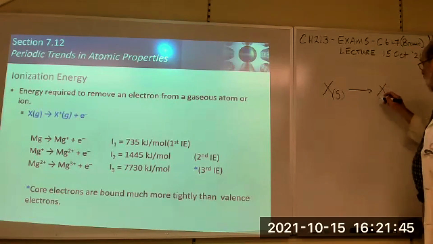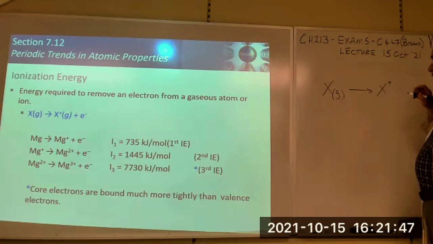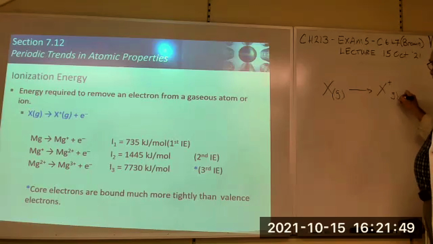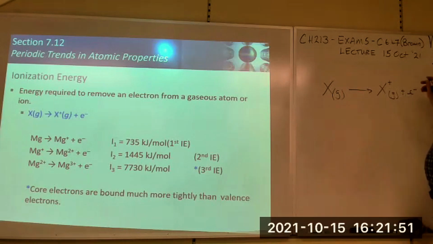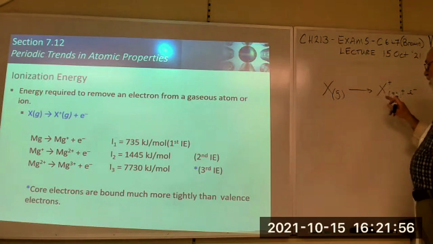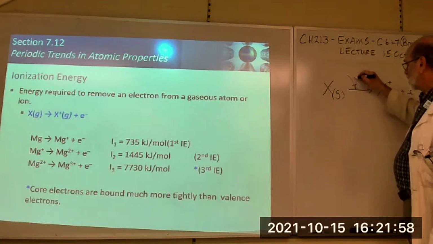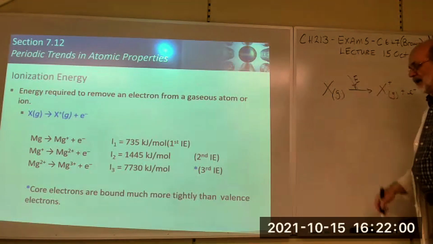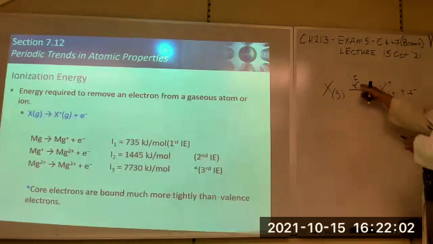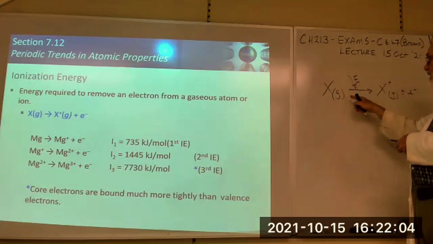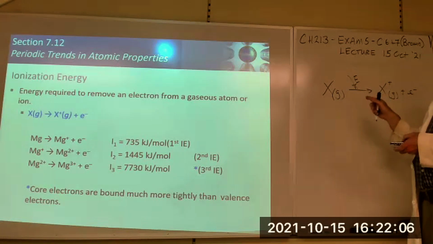And we end up as a product with one electron missing, still a gas, and there's your free electron. So in order to get from here to here, you have to input energy. And that's the ionization energy. How much energy do you have to put in to kick off one electron?